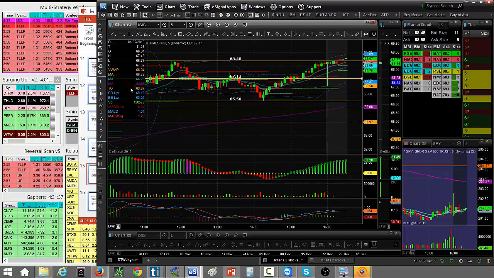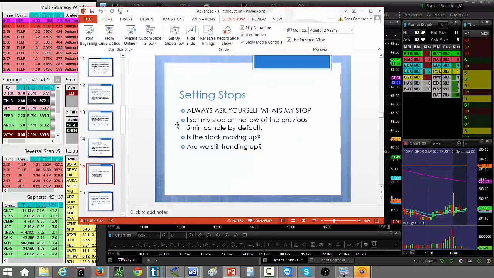That for me is an easy way of identifying the trend. Is the stock still moving up? And if it is, I'll hold on. If not, I should probably get out.